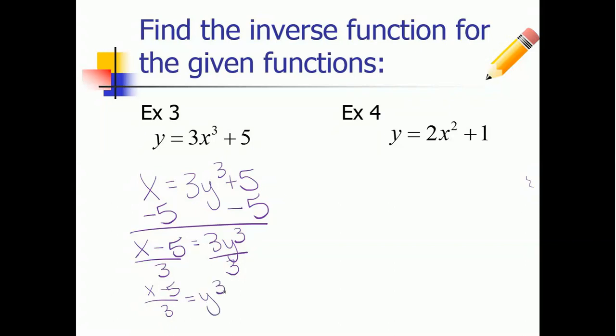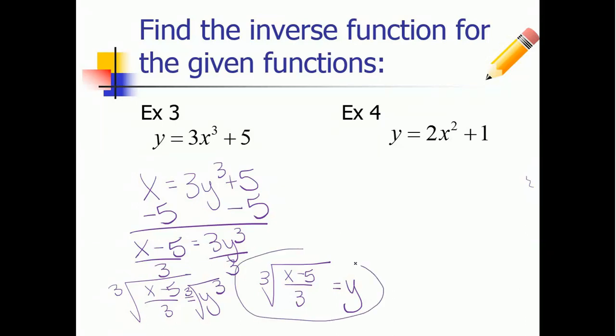But y is not alone. It's y cubed. So how can I do the inverse of y cubed? What would be the inverse? Well, if that was y squared, we would have square rooted, right? So why can't I cube root it? Let's cube root. So I'm going to cube root both sides. So my final answer is the cube root of x minus 5 divided by 3 equals y. Am I denying that that looks kind of gross? Nope, it is. But nevertheless, these two are inverses of one another.